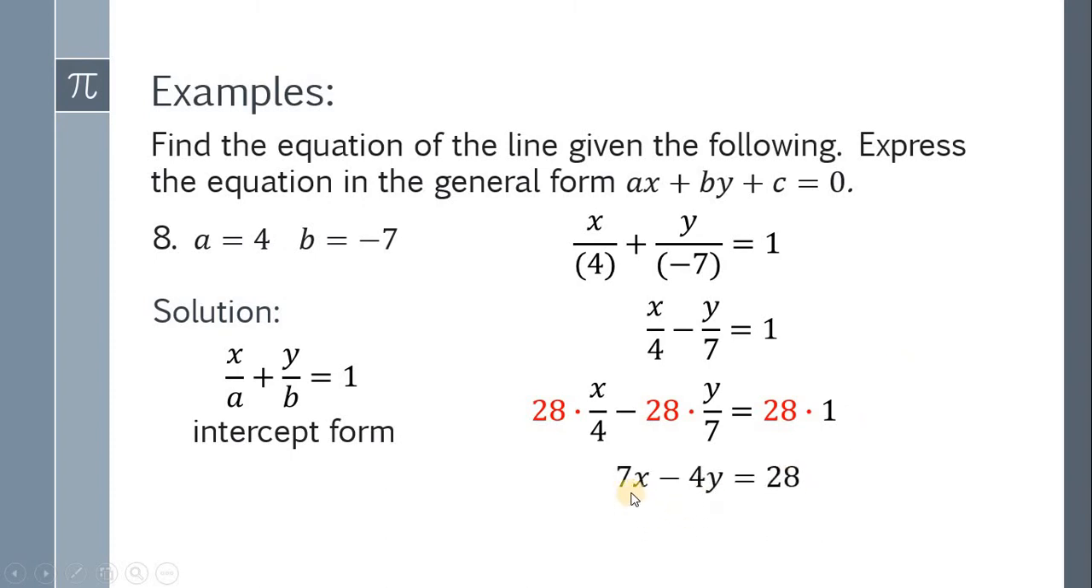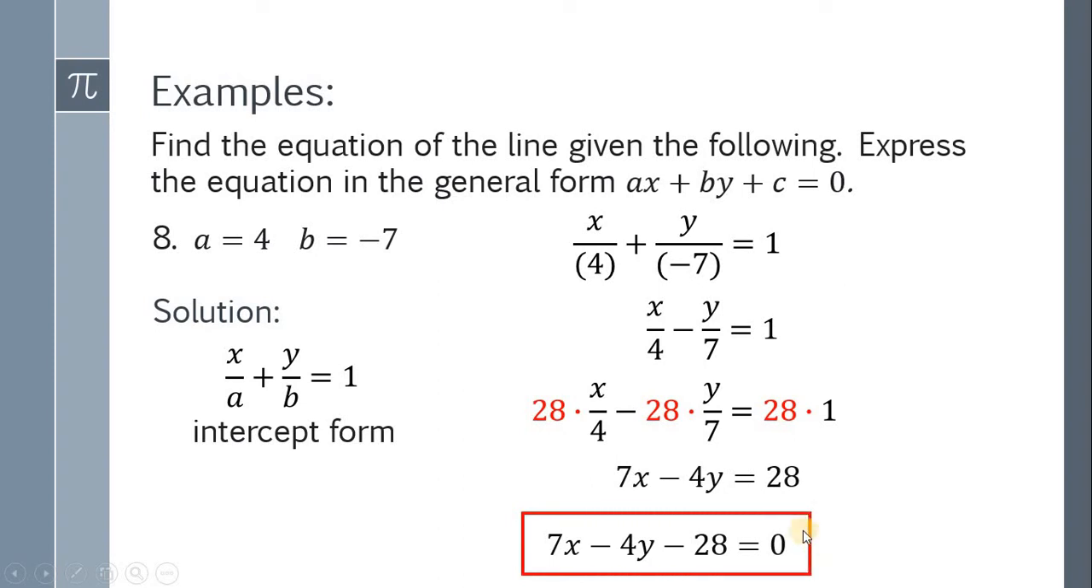So, we will have 7x minus 4y equals 28. Kailangan naka-general form. Lipat sa kabila yung 28. Magiging 7x minus 4y minus 28 is equal to 0, and we're done.